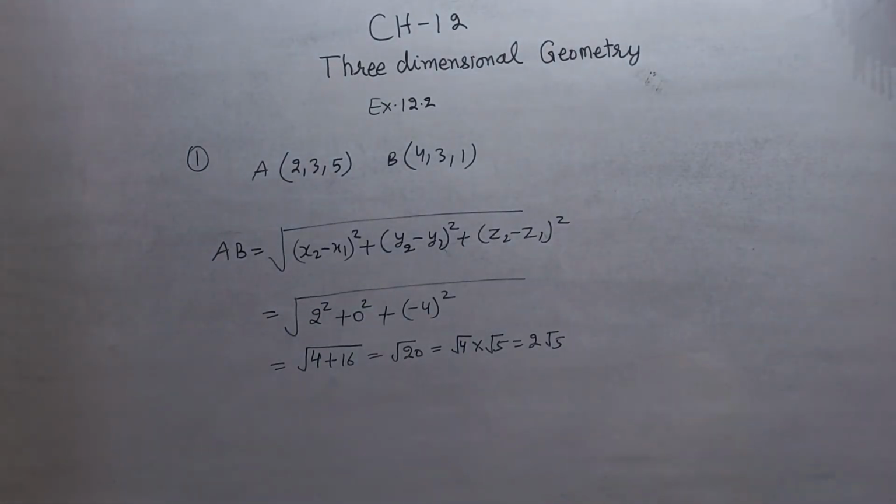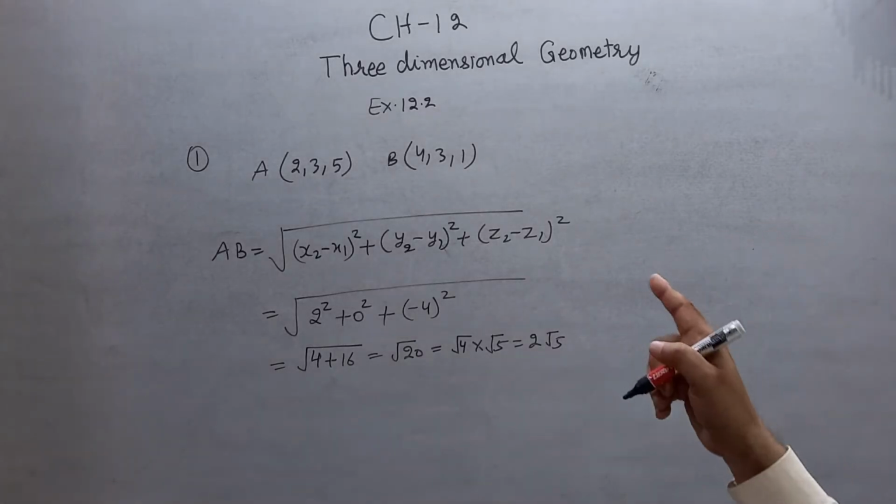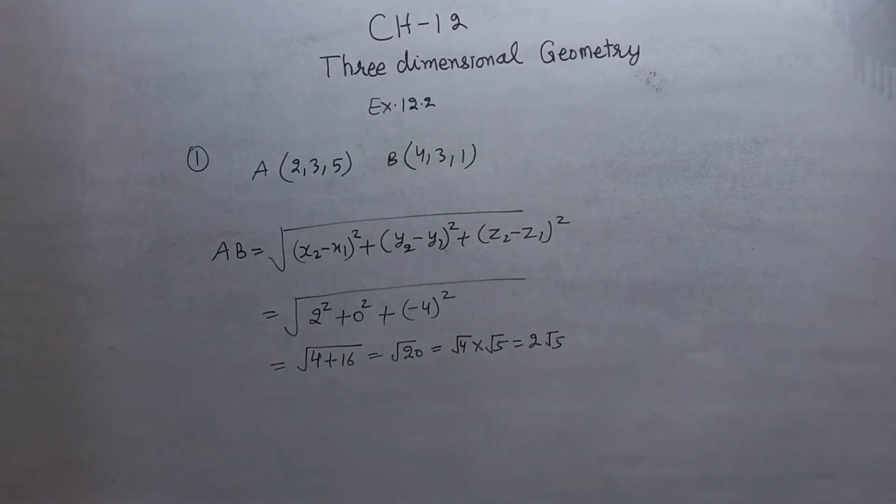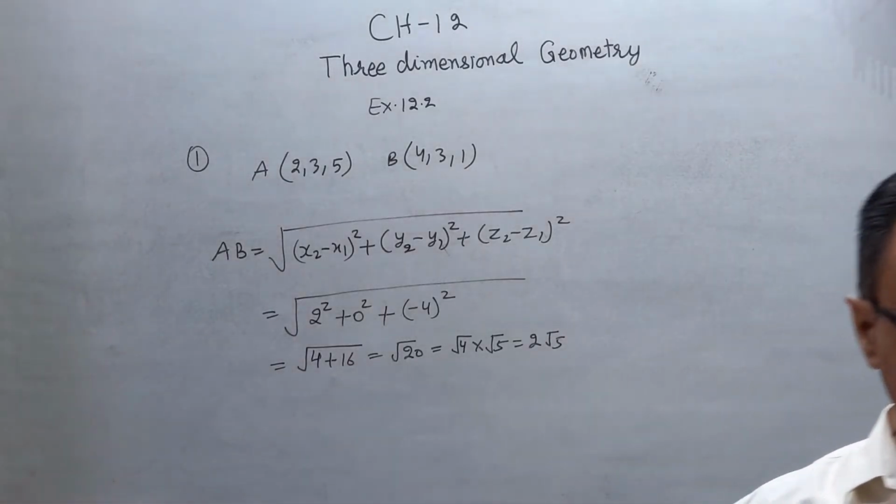Same formula. Distance formula. Distance between 2 points. 4 minus 2, 2. 3 minus 3, 0. And 1 minus 5, that is minus 4. In question number second, show that the points are collinear.